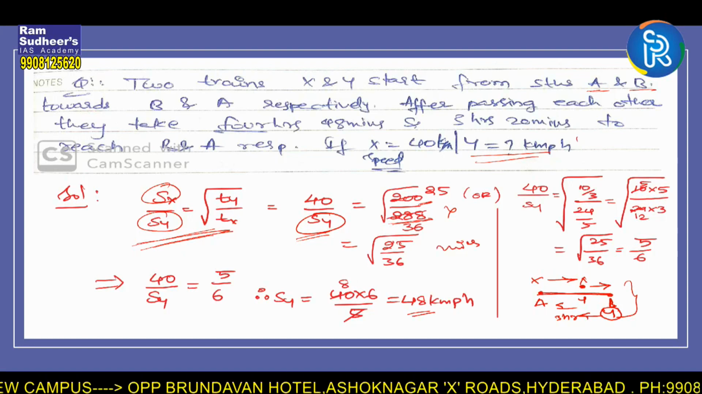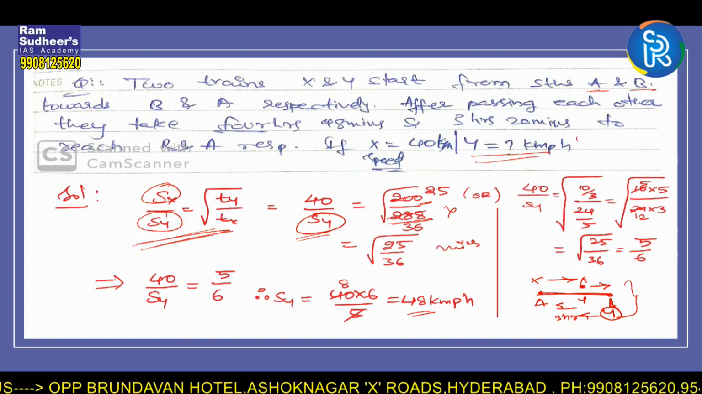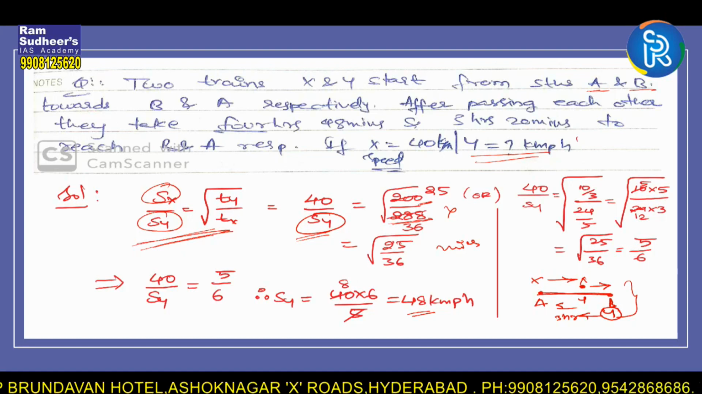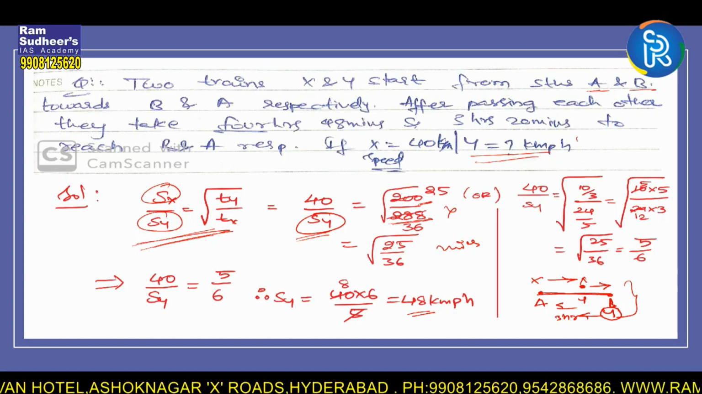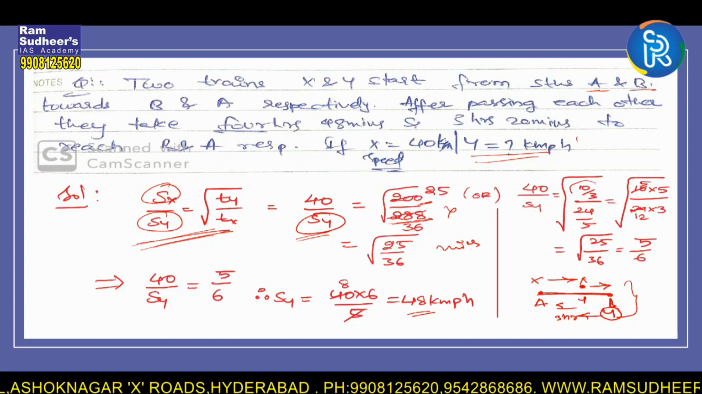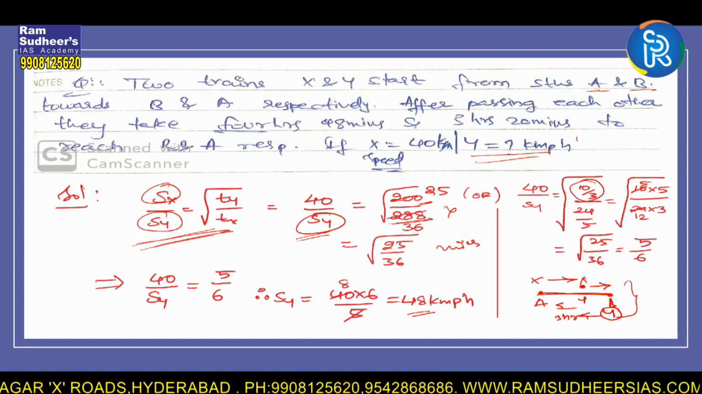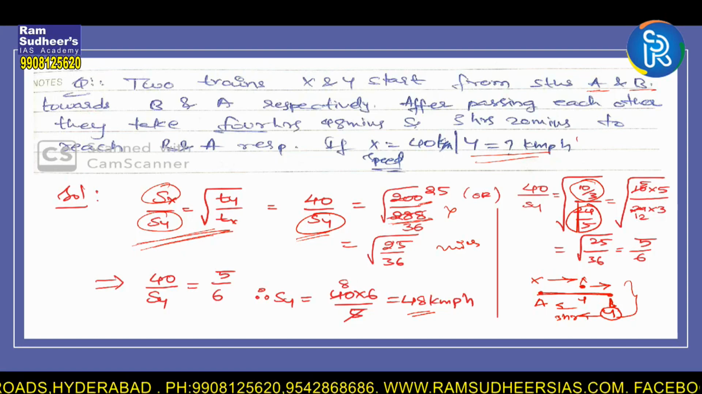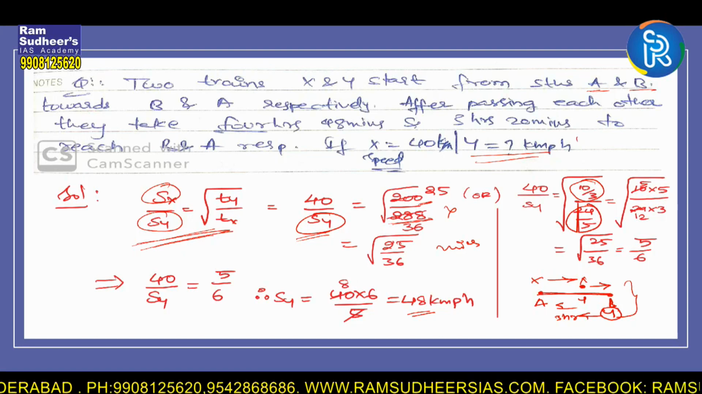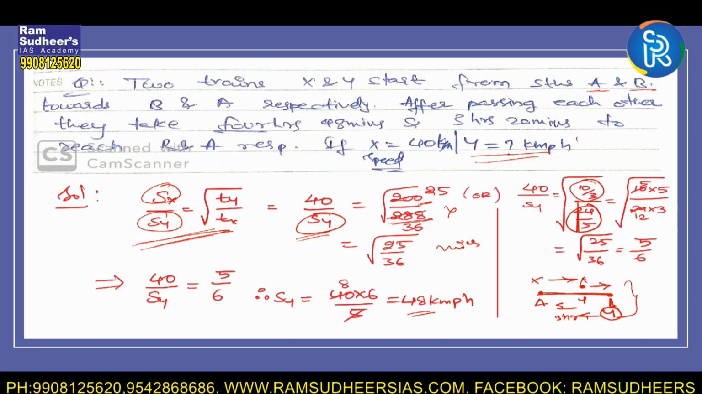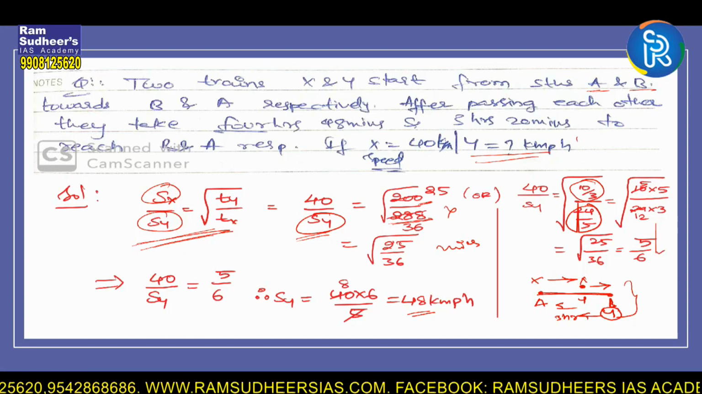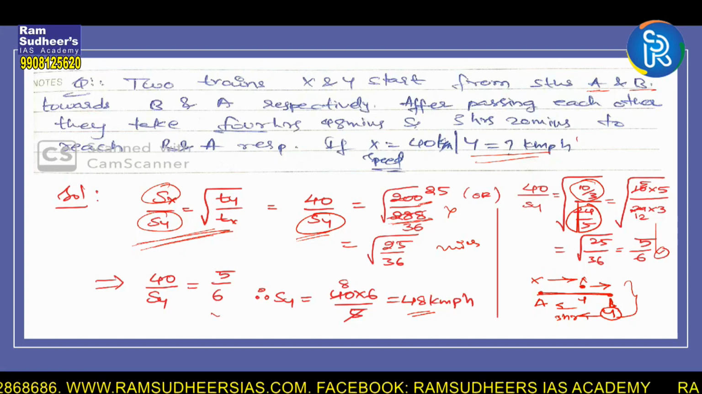Okay, let me also show you that it yields the same answer if we convert it into hours too. The 3 hours 20 minutes is written as 10 by 3 hours, and 4 hours 48 minutes is written as 24 by 5 hours. So it would turn out to be root 25 by 36, and 40 by Sy equals 5 by 6 is the equation yielded here also, and this was the same in this case too.